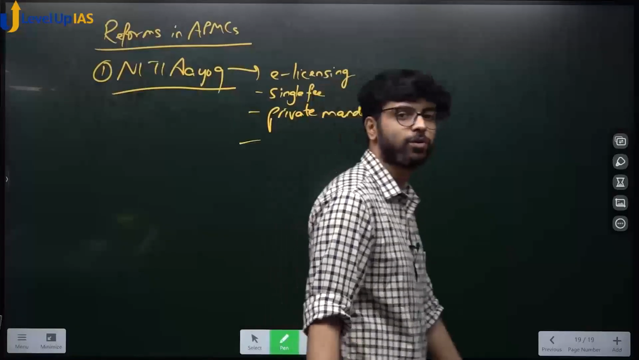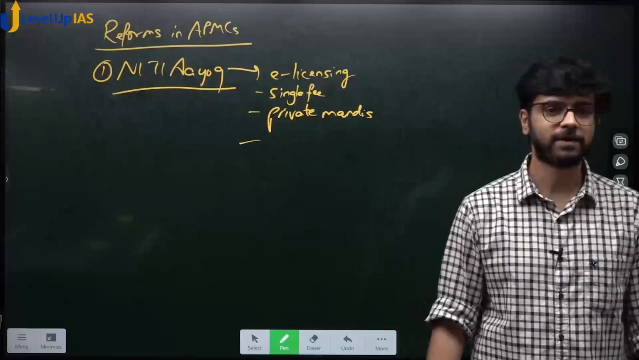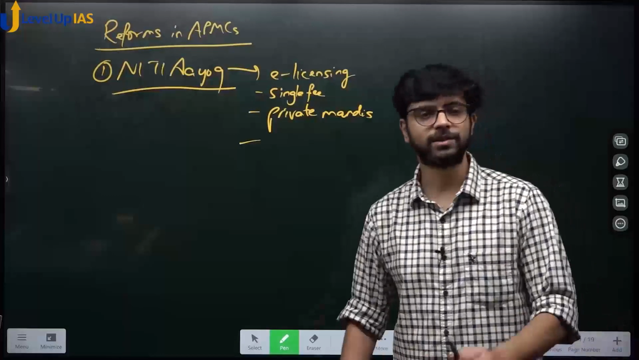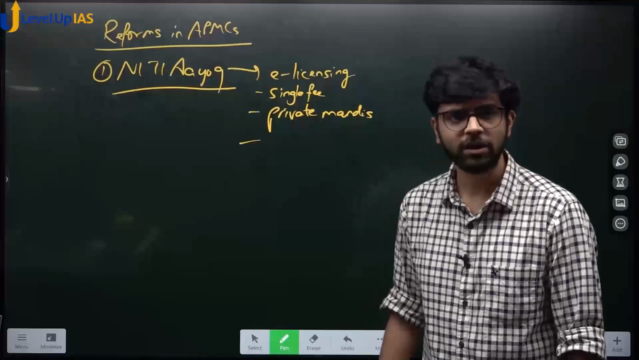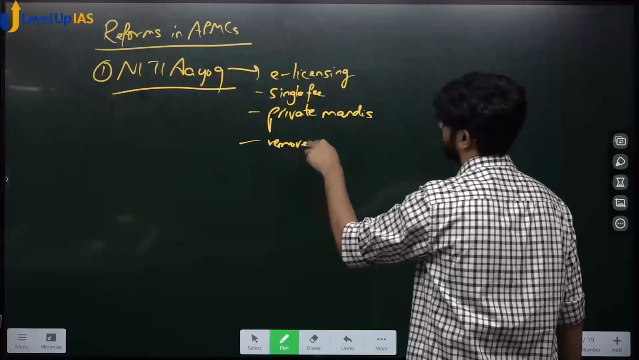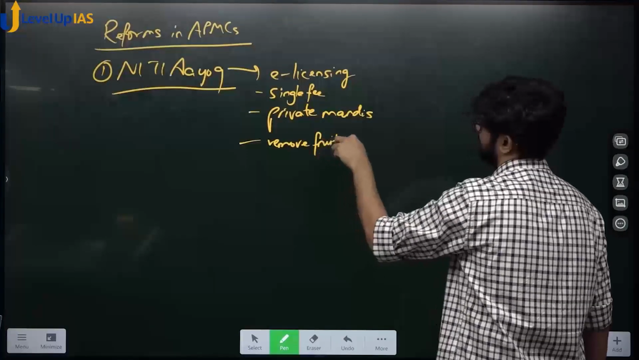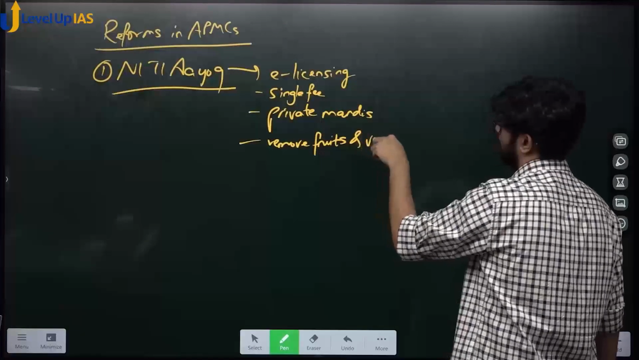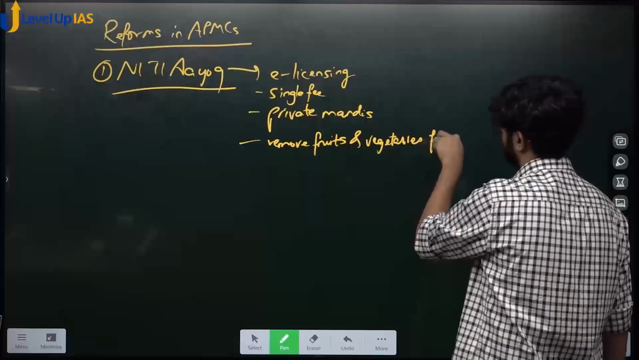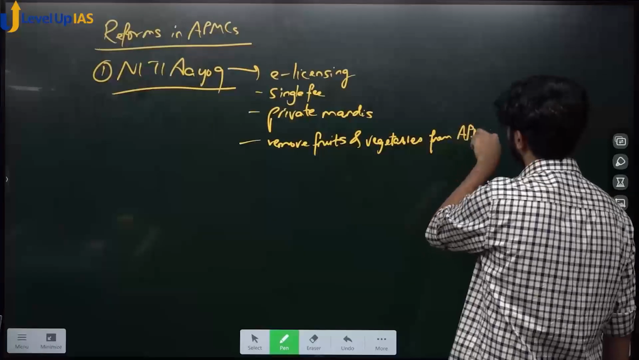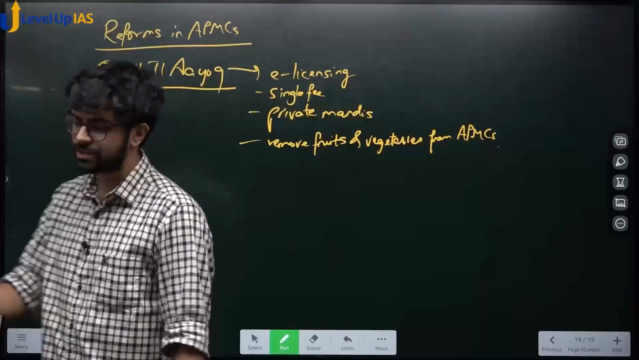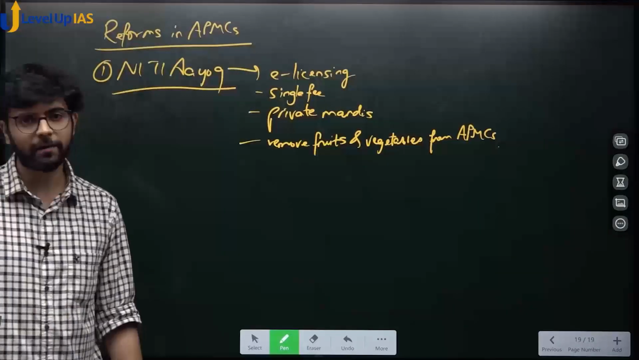fruits and vegetables could be removed from the scope of APMCs, because fruit and vegetables have dedicated buyers and dedicated sellers. Not all farmers grow fruits and all. So remove fruits and vegetables from APMCs. Okay. So these are a few of the issues which were given in the Niti Aayog recommendations.